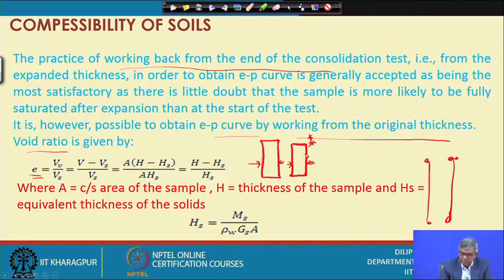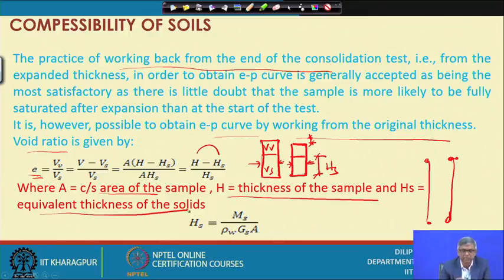So, I can imagine this soil. Initially this is Vs and this is void. So, this Vs will have a height, suppose Hs. So, A times Hs, and then if you simplify it becomes (H minus Hs) by Hs, the void ratio. So, where A is the cross sectional area, H is the thickness of the sample, and Hs is the equivalent thickness of the solid.